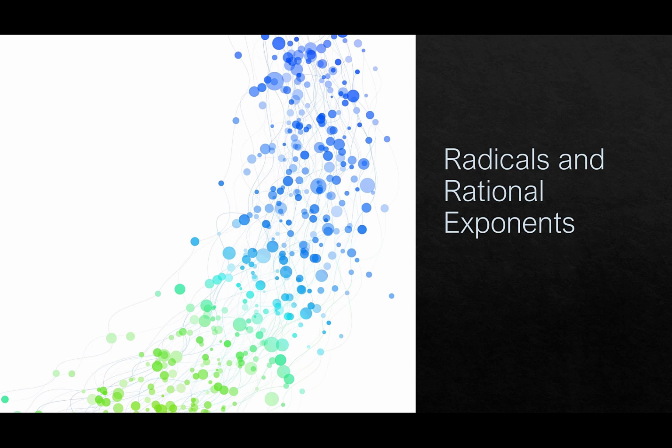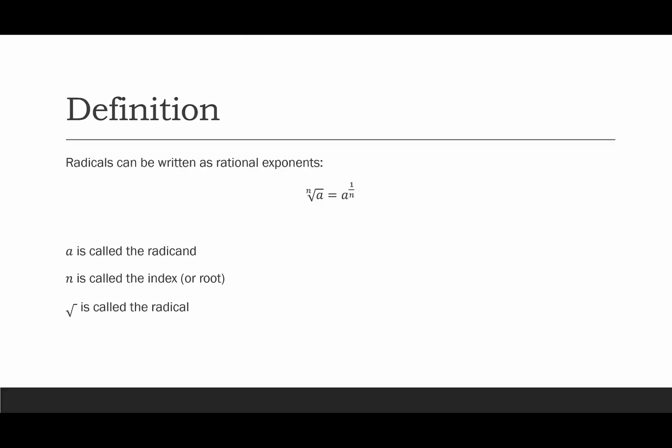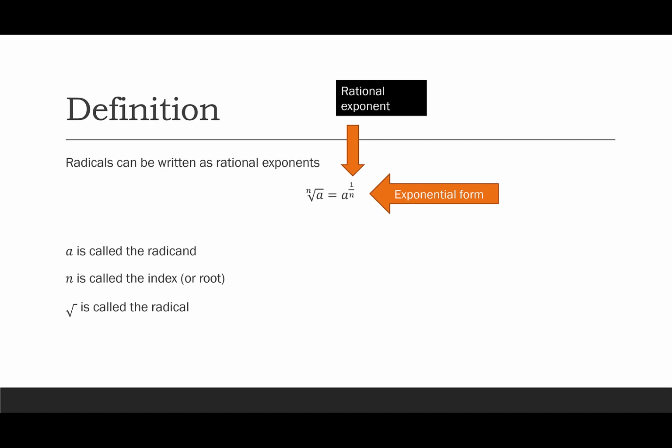Now we're ready to take a look at radicals and rational exponents. By definition, radicals can be written as rational exponents. The nth root of a is also equal to a to the 1 over n. Remember that a is called our radicand, n is called the index or root, so I want you to pay attention to our formats. On the left side, we have a radical form. On the right side, we have exponential form. And when we write in exponential form, we are using a rational exponent to show our root.